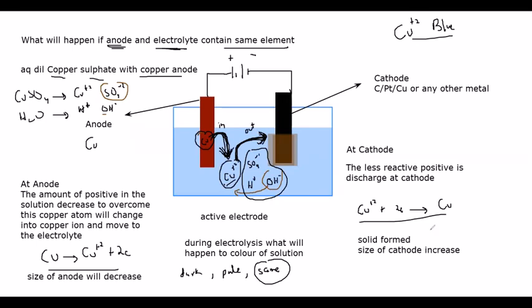Okay, sir. So for example, you have a silver electrode and you have a silver salt, silver nitrate. I will do the questions related to this topic also, so you will have a better understanding of how the question will come. Cathode can be made up of any material. Anode is important.